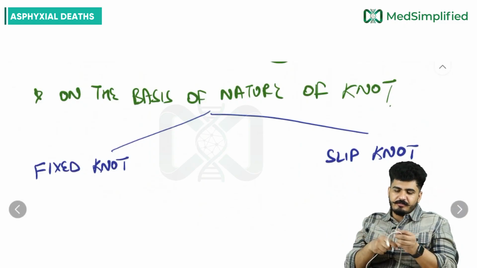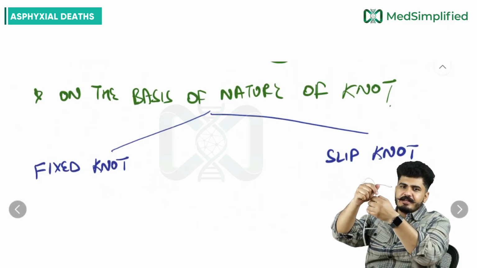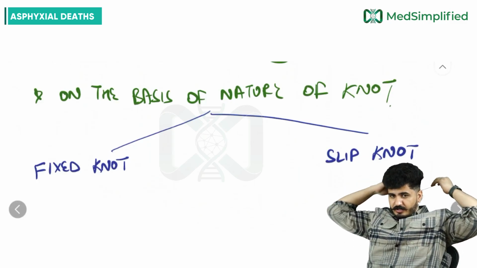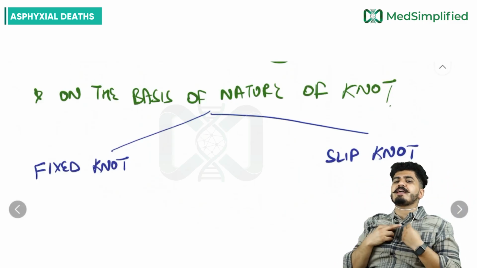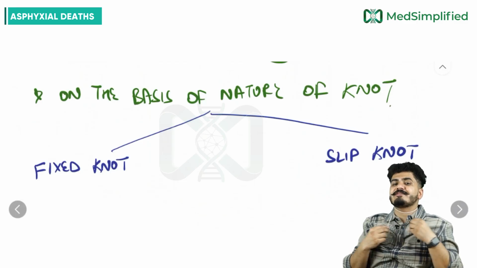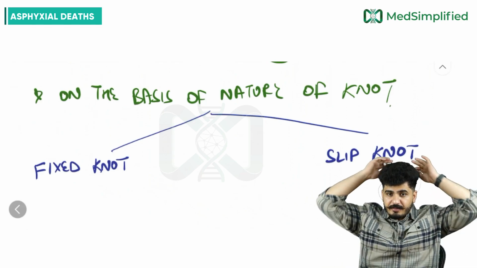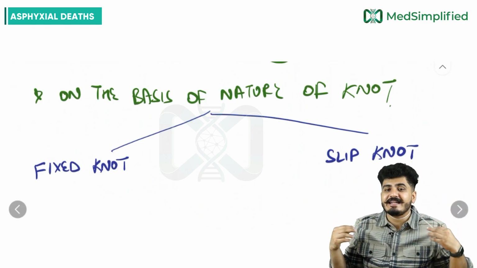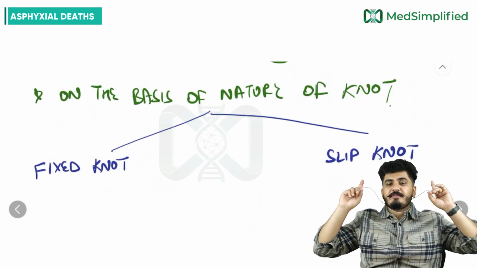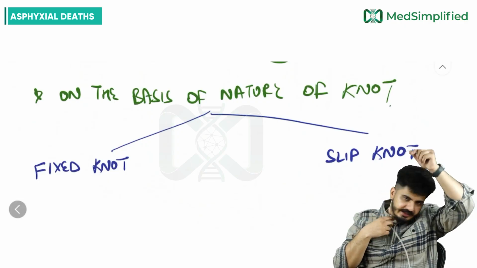Now what is a slip knot? The moment I tie a knot like this, the moment the weight is there, the knot becomes tight. The moment the knot becomes tight, you will see the ligature mark is transverse and complete. In the slip knot, the knot will slip and attach tightly onto the neck, and because of this tight attachment, there will be a transverse and complete ligature mark, my dear friends.